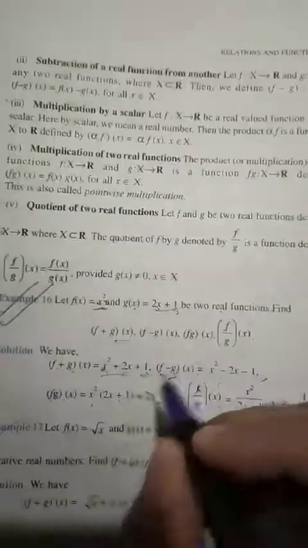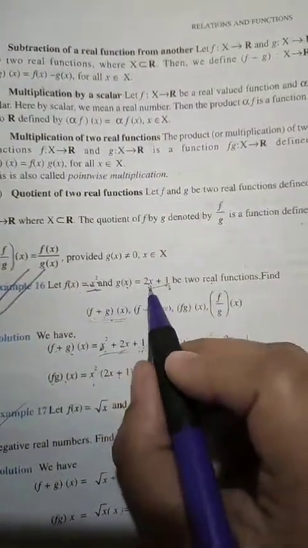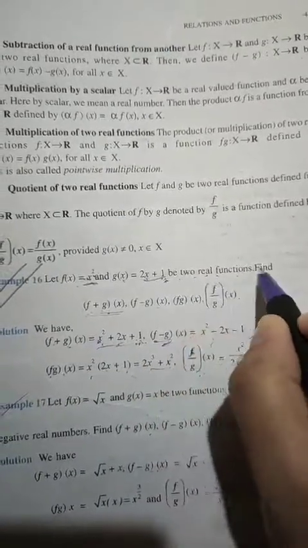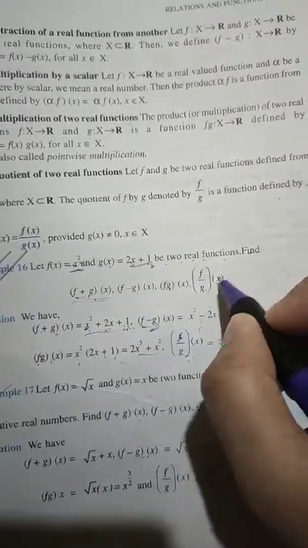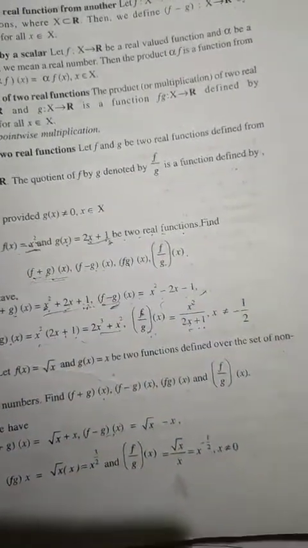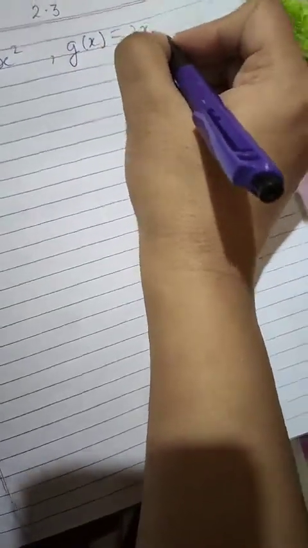First example, let f of x equals x square and g of x equals 2x plus 1 be the real functions. Find f plus g, f minus g, f into g and f divided by g. So let's start to solve this question. First we will write the given values: f of x equals x square and g of x equals 2x plus 1.